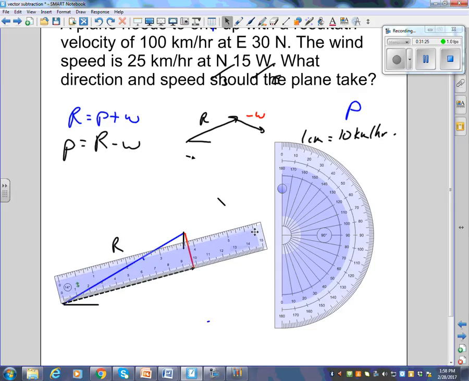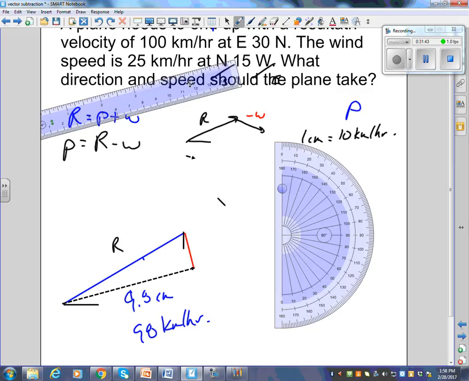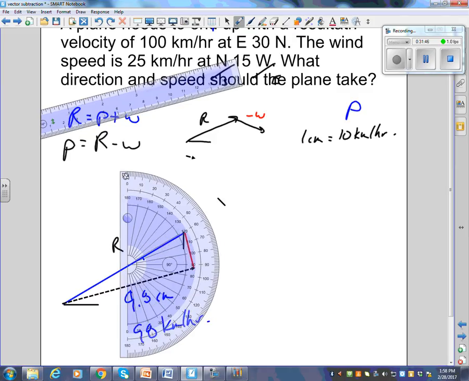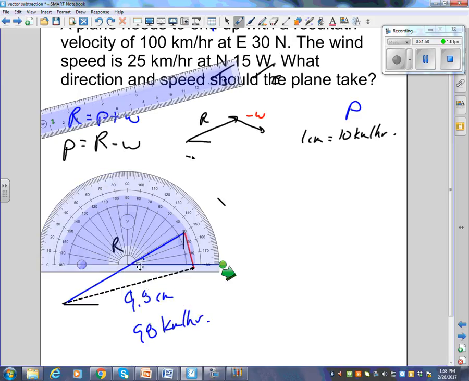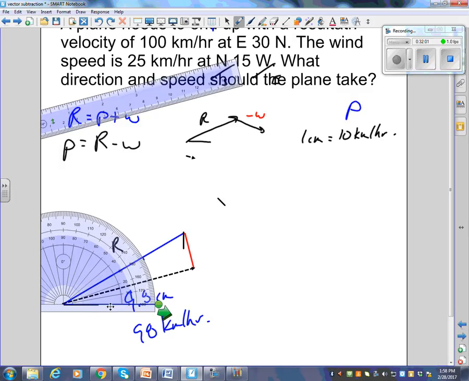It looks to me to be about 9.8 centimeters. 1 centimeter equals 10, so that's going to be 98 kilometers per hour. And how do I find the angle? Bring in the protractor. And again, where do you measure from? You got to measure from a reference line. So that reference line is going to be east. I'm going to measure it from east. So that looks to be about 15, so that would be east 15 north.